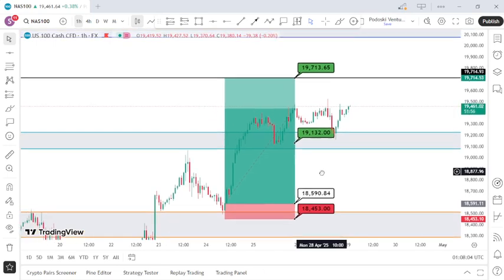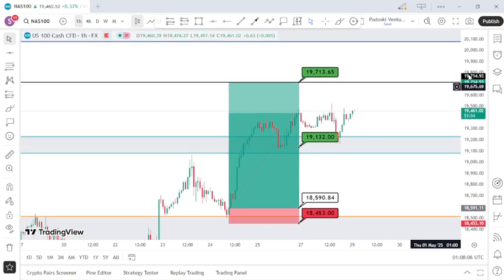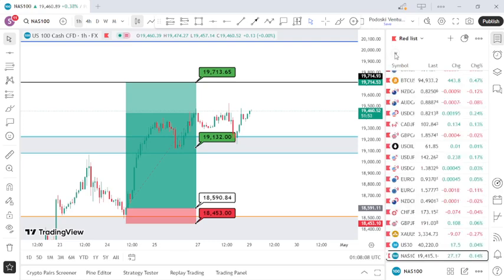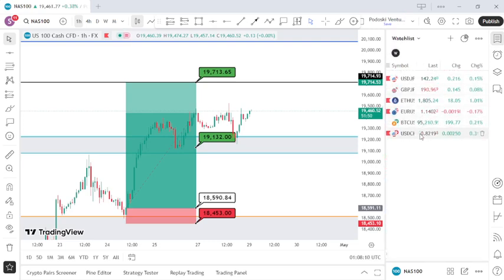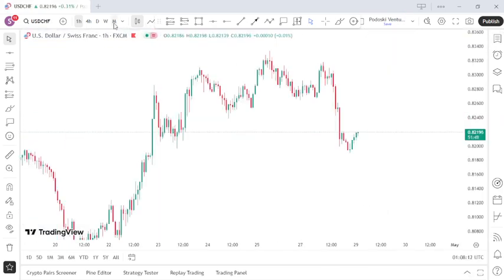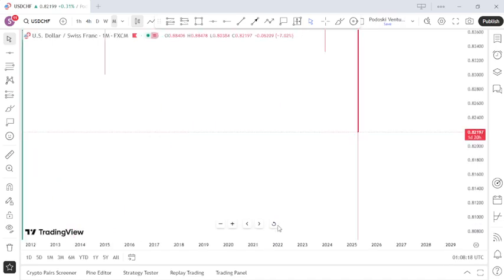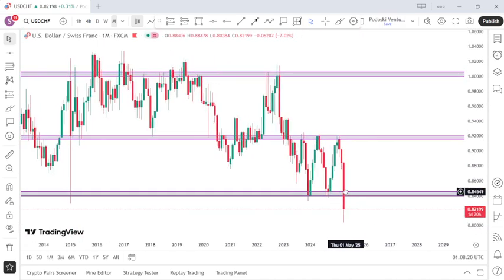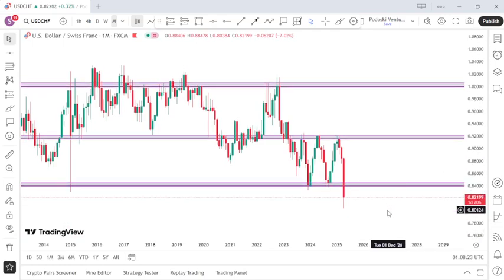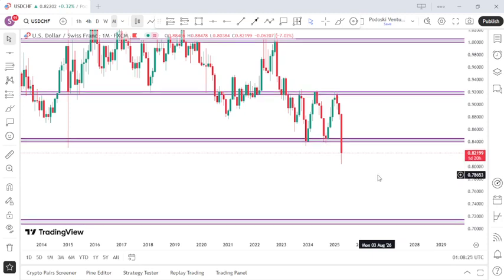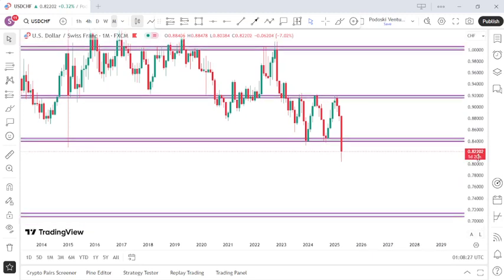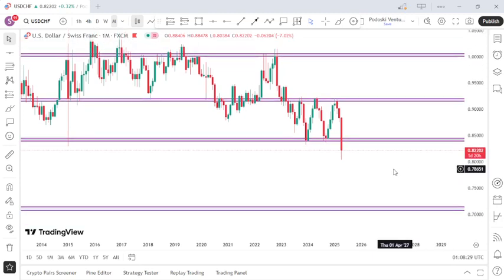So yeah, that's it. Let's just add one more pair because I can't really see anything on the rest of the pairs. The pairs that will give us trade opportunities, we are already in those trades already. So let's look at this pair, which is USDCHF.